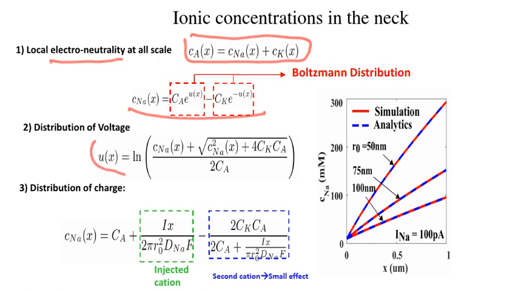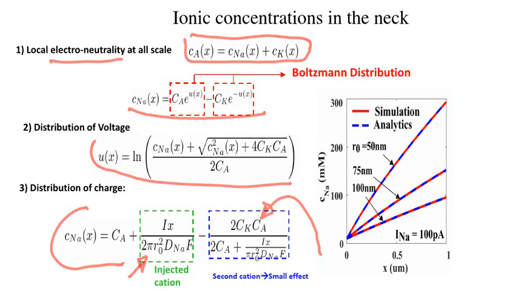So we can get the voltage as a function of the concentration explicitly. There is the concentration due to the injection term, and there is also a term, because the equations are nonlinear, which tells us how the potassium and the negative charges are influencing, leading to this correction. And we can see here the concentration of sodium as a function of the position for different radii of the neck. This is a comparison of the simulation versus the analytical solution that we have calculated here.